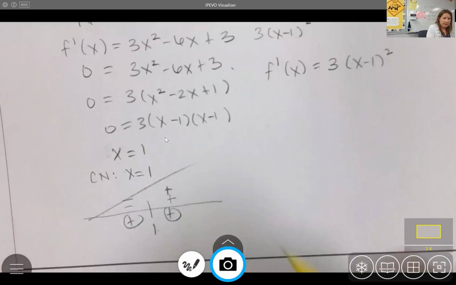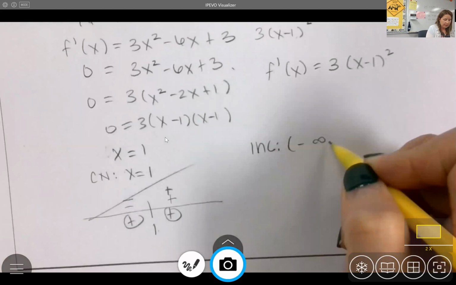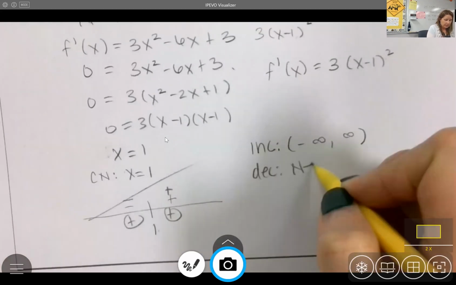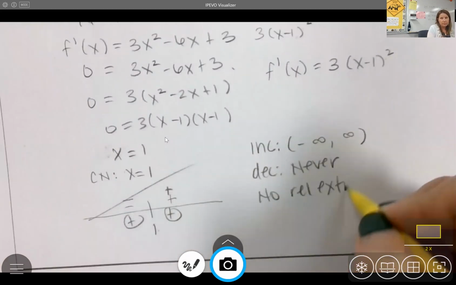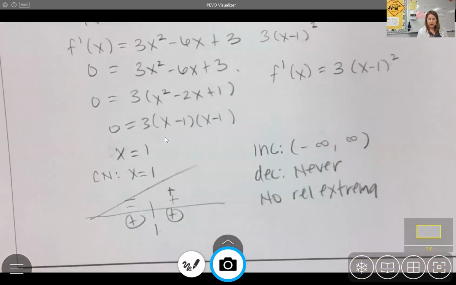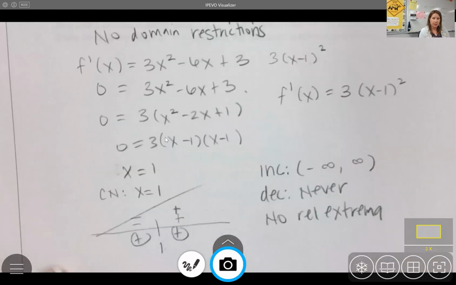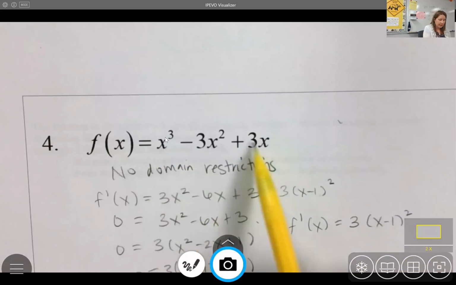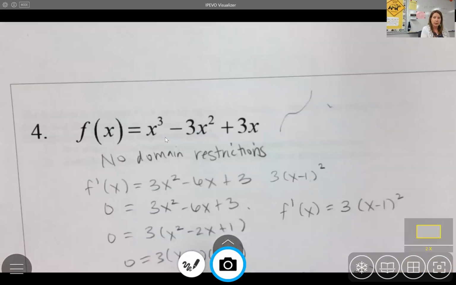So what that means is it's increasing from negative infinity to positive infinity. It's never decreasing, and there's no relative extrema. Okay, there's no relative extrema. It's not going to have a max or a min, and it's never going to change direction and increase and decrease. So if I look at this x cubed minus 3x squared plus 3x, it's just going to keep going like this. It's not going to dip and go up.